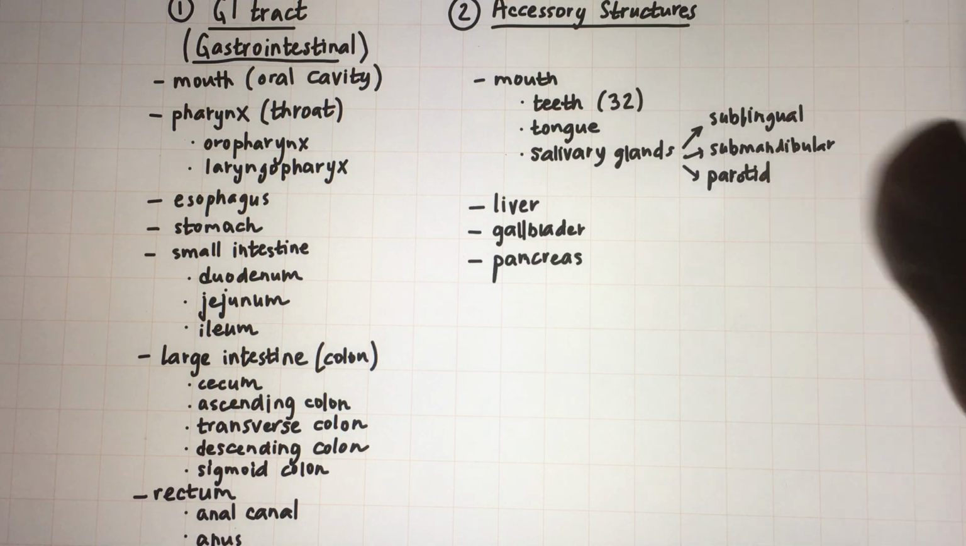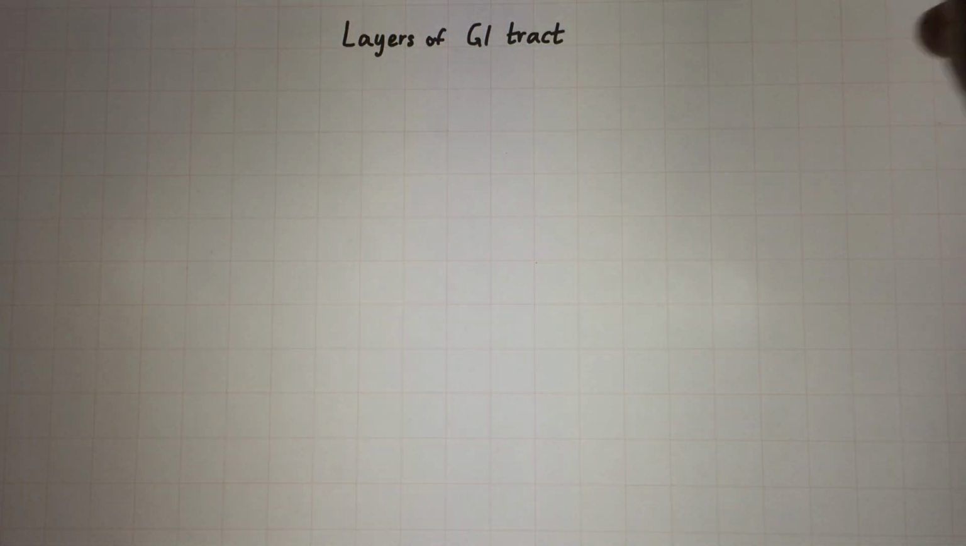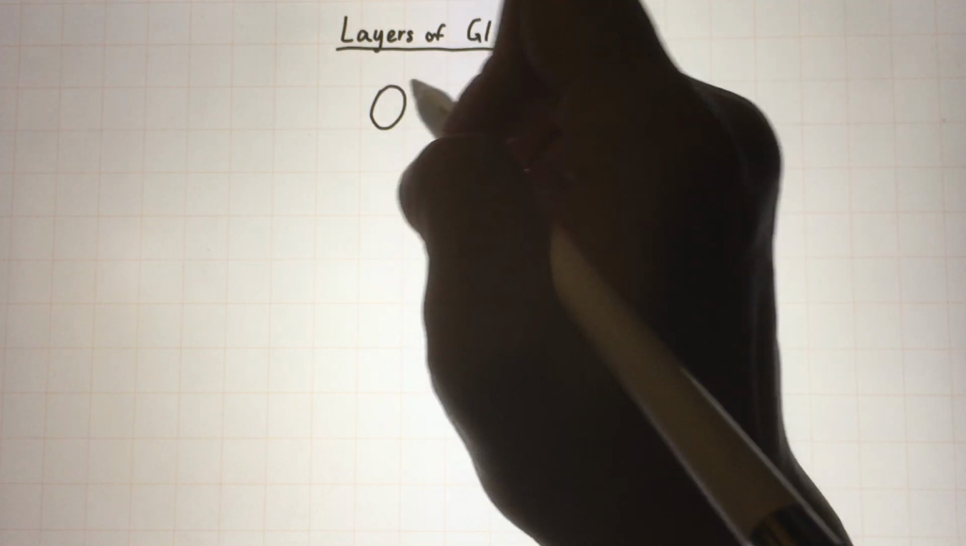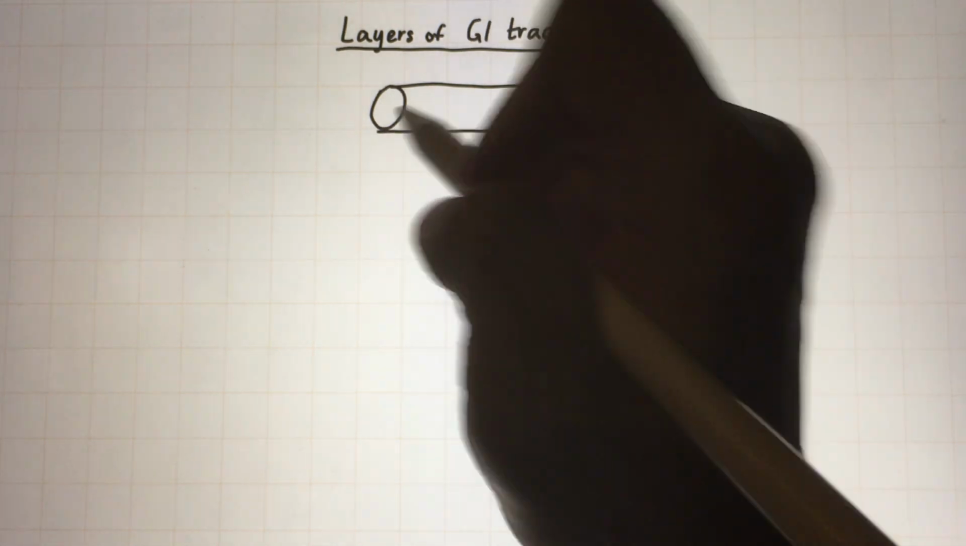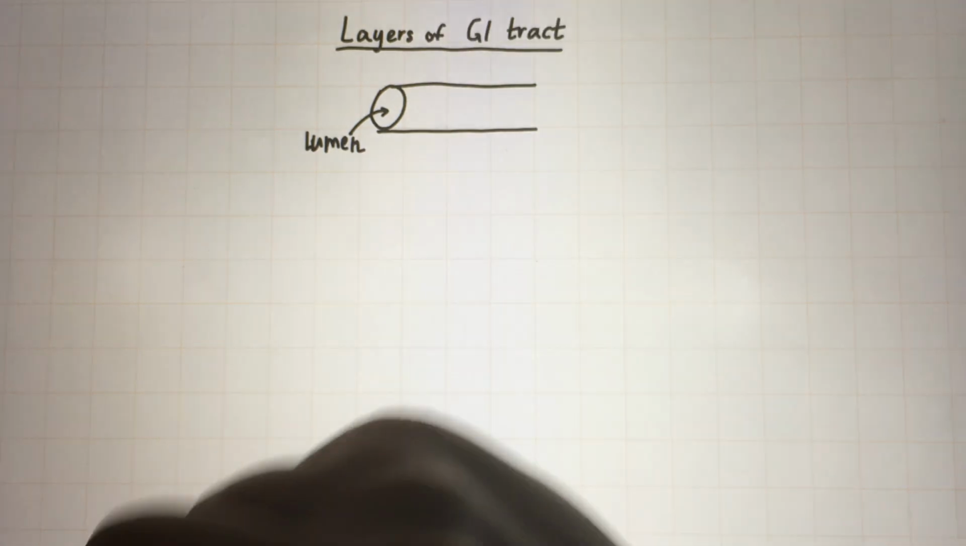The next topic is the notes about the layers of the GI tract. For the layers of the GI tract, we're going to use an example, the small intestine. If you take a small intestine, it is like a tube. And the inside of it is where the food is digested. The inside is called the lumen. That's the space inside the digestive tract.